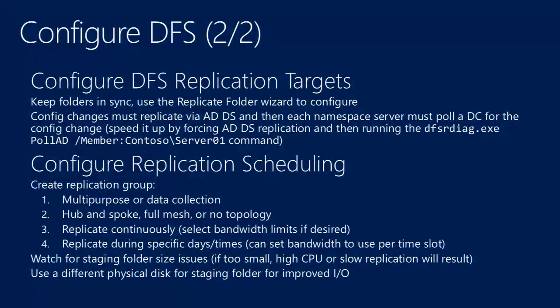Let's talk a little bit about replication scheduling. So I list out the steps here and some of the options. We won't read through them all right now. One thing I want to point out is watching for the staging folder size issues. If you go out to TechNet and start reading about DFS, that's one of the key things that comes up: if your staging folder is too small, you get high CPU and slow replication. Same thing, troubleshooting scenario, you're going to get these symptoms and you're going to be scratching your head. And if you just remember this, you're in good shape.